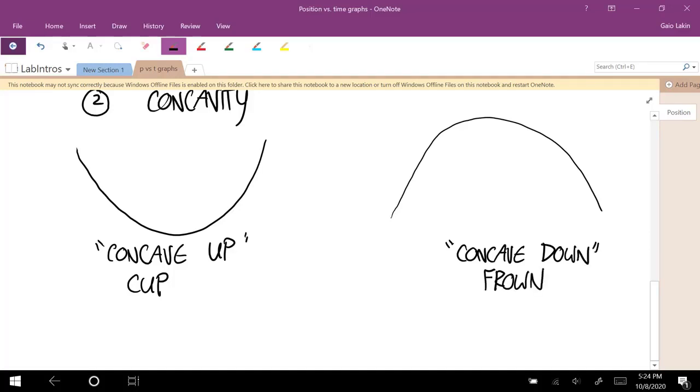If you have concave up, that means that the concavity is positive. And so if you have a graph that looks like this on a position versus time graph, that means the acceleration is positive. And if you have one that looks like any part of this concave down graph, that is a negative concavity. And in a position versus time graph, that would be a negative acceleration. It's easy to remember positive and negative if you think of these as mouths of people. So that guy's thinking positive, that guy's thinking negative.